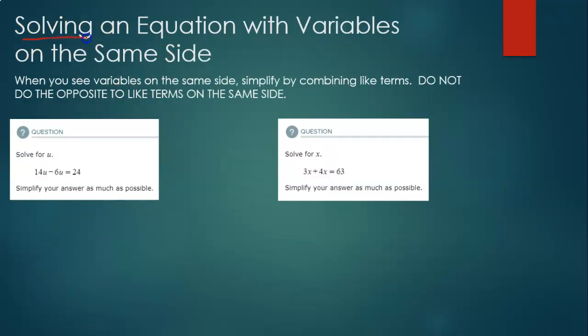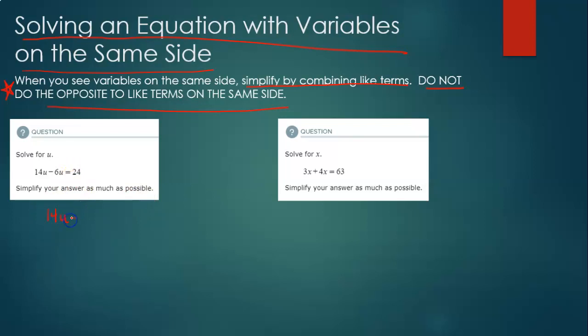All right, new topic, solving an equation with variables on the same side. And you're going to want to write this down. When you see variables on the same side, simplify by combining like terms. Do not do the opposite to like terms that are on the same side. Unless you're moving something from one side to the other, there's no reason to do the opposite. We just combine like terms.